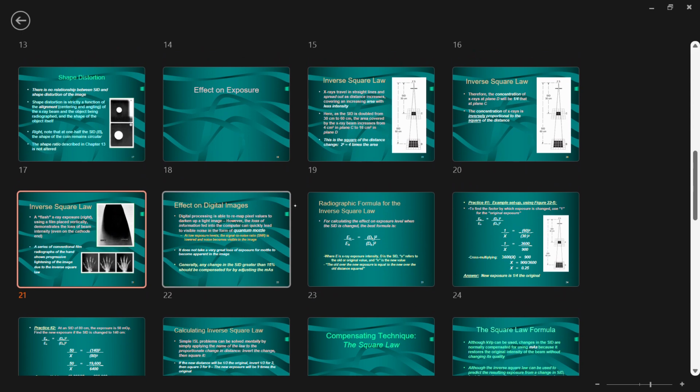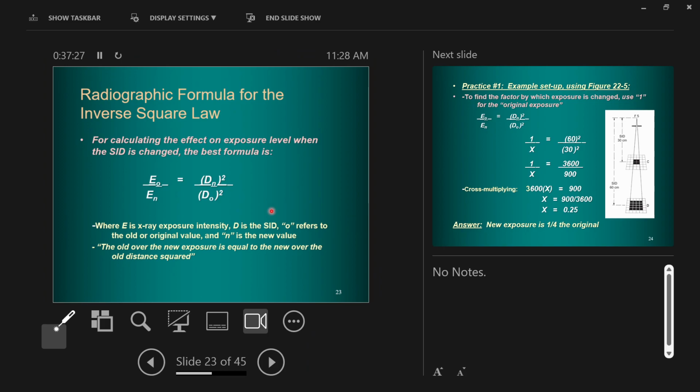Okay. So it's time to get a formula on the table. This is one of the important ones, so I'm going to spend a little bit of time on it. Okay. This is the inverse square law. The inverse square law says. So let's get the variables down. E represents exposure. So E means exposure.